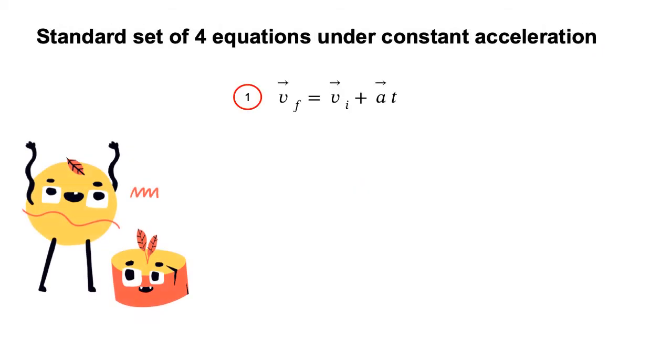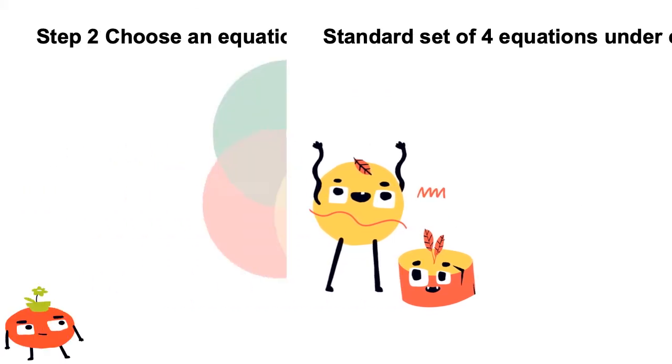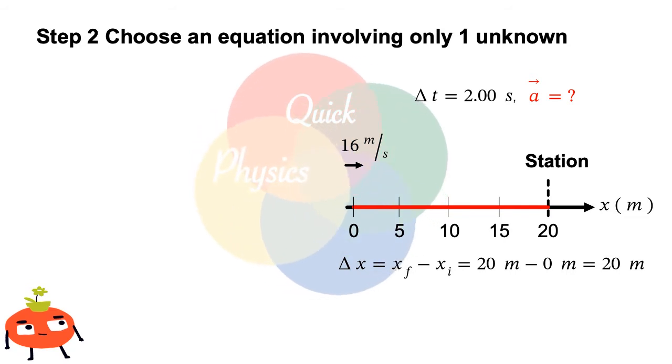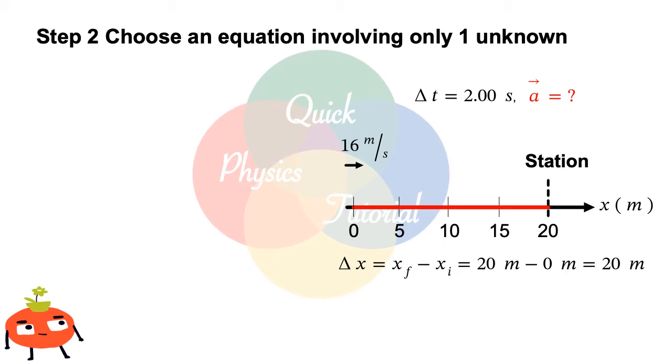Listing them all, we now have our four standard equations under constant acceleration. Using these equations, we can now solve problems involving constant acceleration. Going back to the main problem of the train with initial speed of 16 meters per second and 20 meters away from the designated station. The problem asks for the acceleration of the train at 2 seconds. So we write the four standard equations.